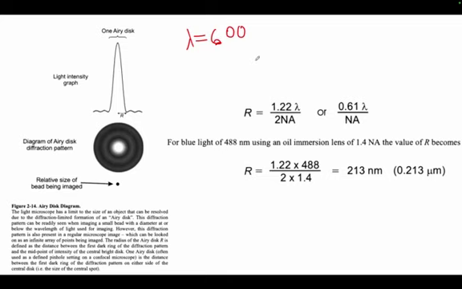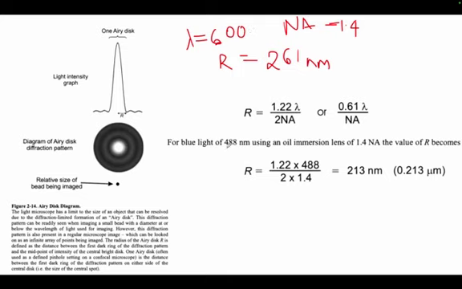Okay. For this, we'll say NA is 1.4. We'll use a good oil immersion lens. For red light, the limit of resolution will be the same thing, 0.61 times lambda, that's 0.61 times 600, divided by the numerical aperture, which will be 261 nanometers. So this will be the limit of resolution for red light.